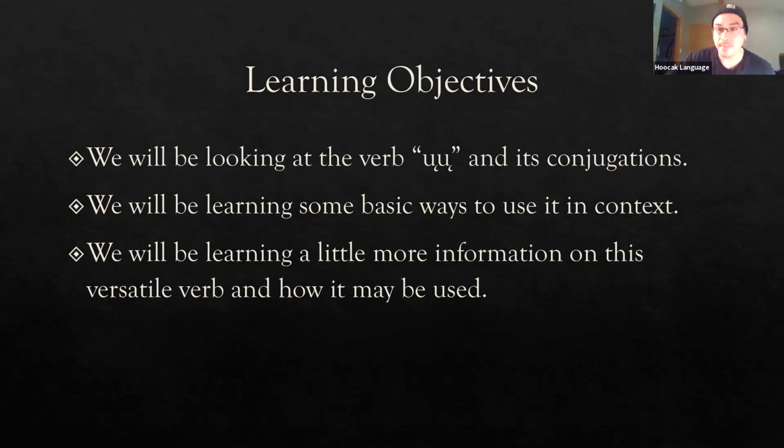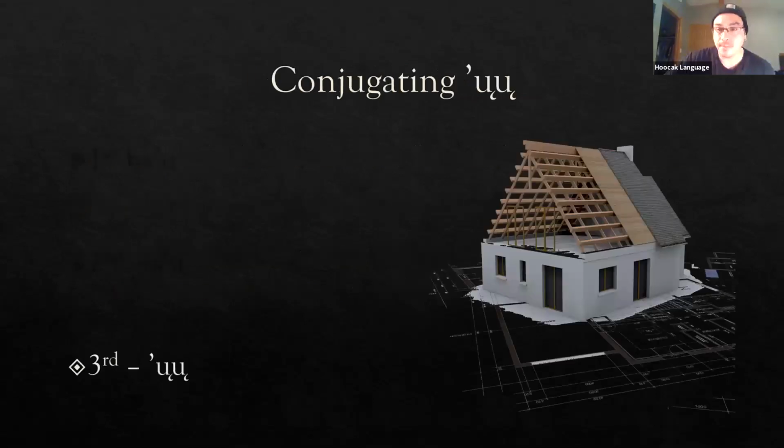So the first thing we're going to do is conjugate the verb, remember, to do, to make, or to build. Third person, obviously, once again, is the base word, and that's where everything builds from.